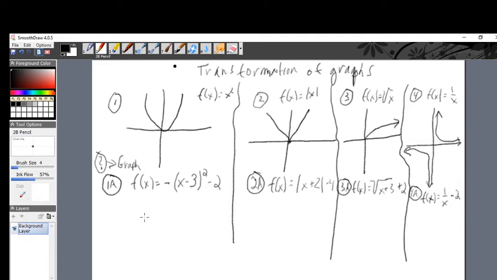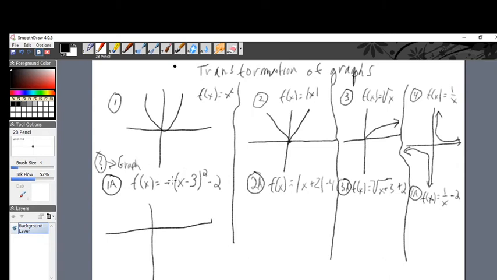First of all, when there is a minus, it's going to open downwards. So a parabola is normally opening regularly upwards if there's no minus in front of the x squared. But if there's a minus in front of the x squared, that signals to us that it's opening downwards.